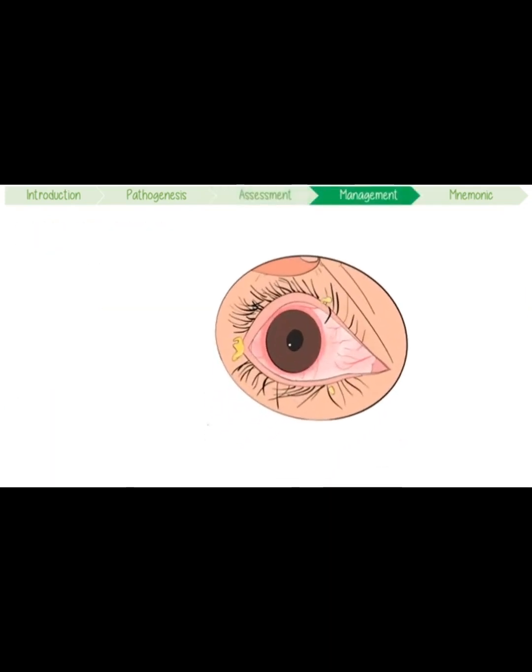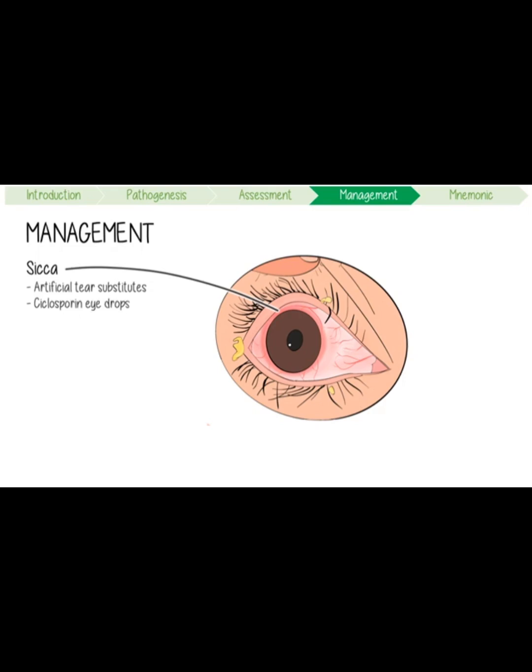Moving on, the actual management of Sjogren's syndrome is very basic and largely symptomatic. Sicca symptoms can be managed with artificial tear substitutes, cyclosporin eye drops, and cholinergic drugs. So, complication screening and treatment is also important to consider, especially for lymphoma and rheumatoid arthritis.